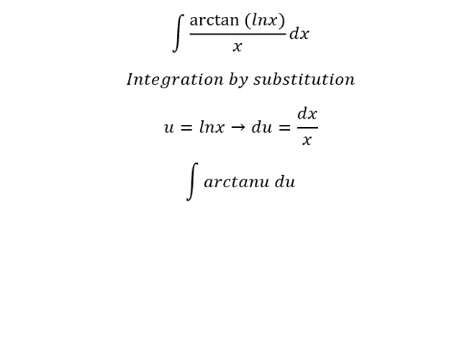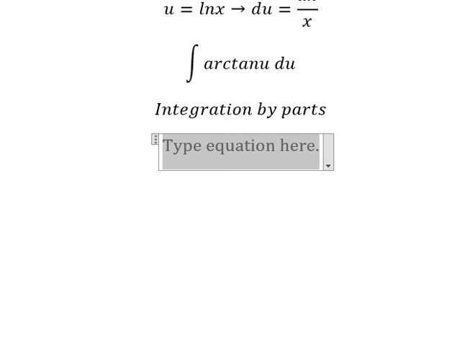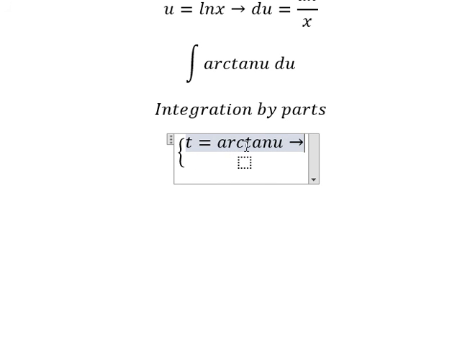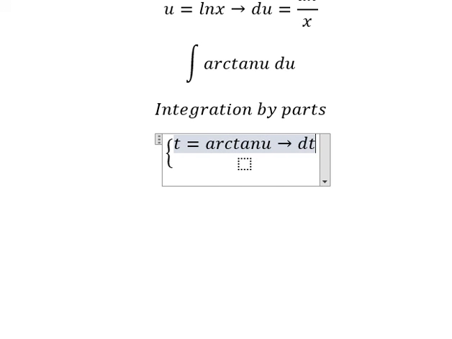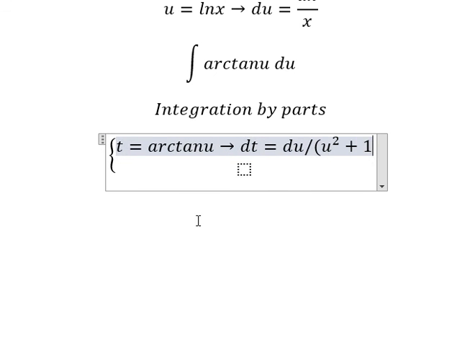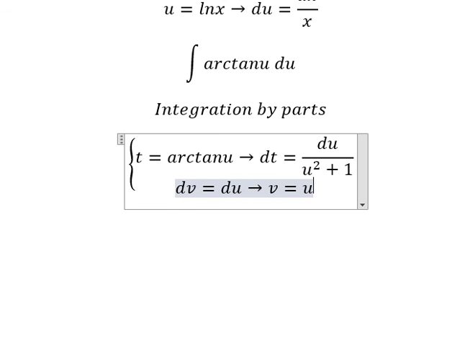Next, we can use integration by parts. So I will put t equals arctan of u. Later we take the derivative of both sides and we have du over u squared plus 1. Next we have dv equals du. So the integration of this one, we have v equals u.